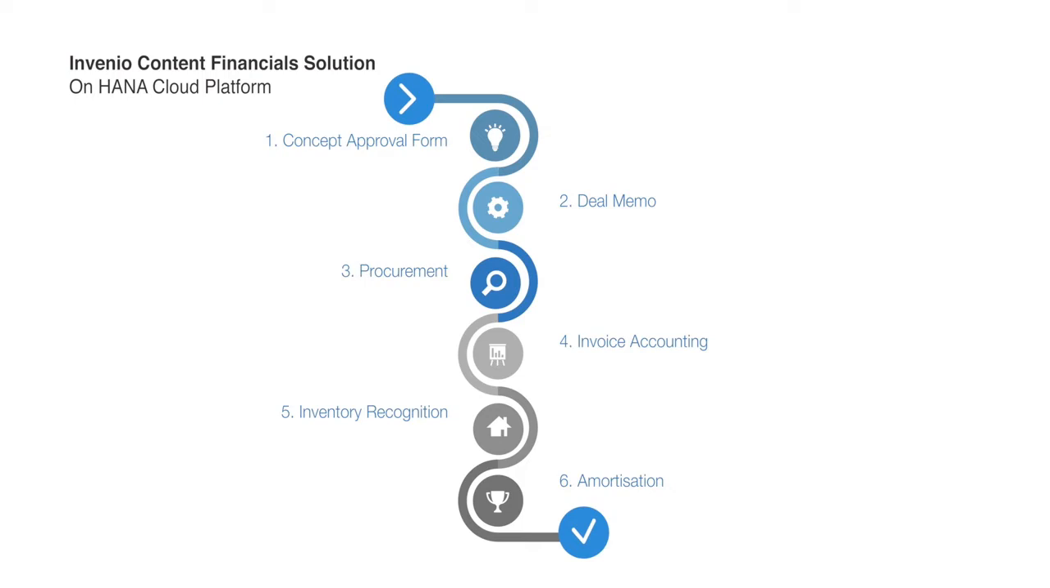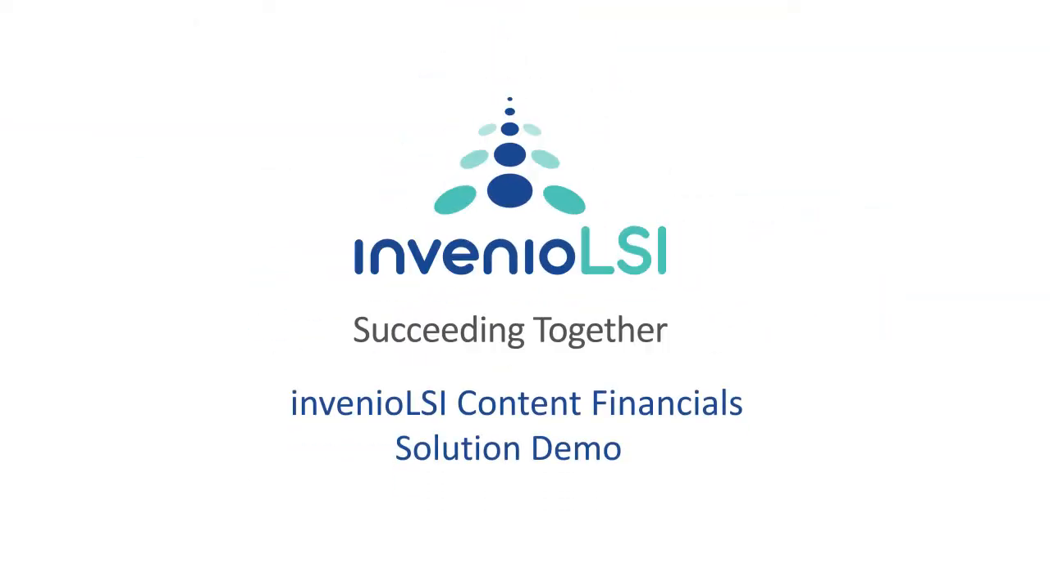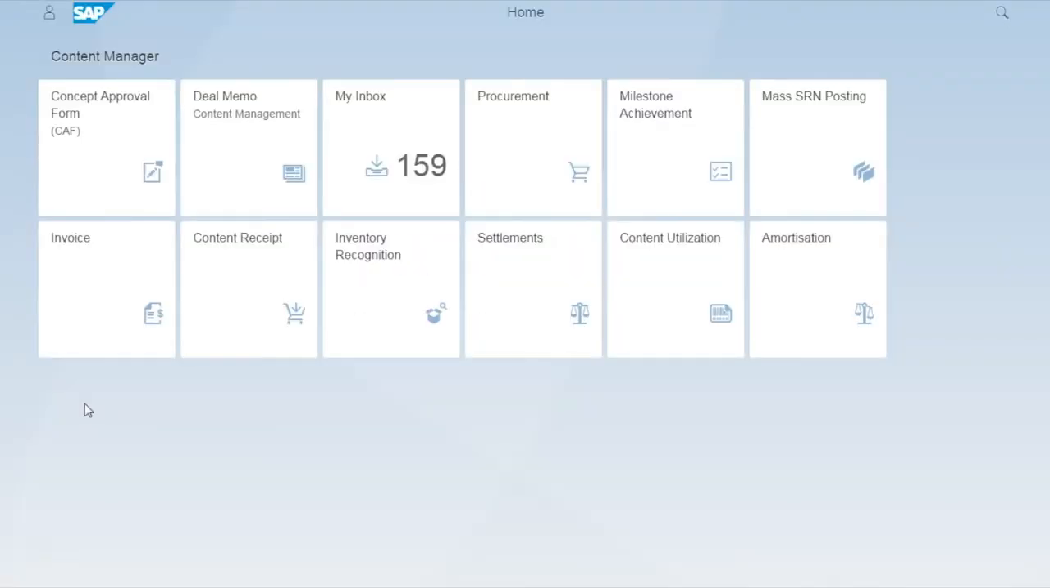Now, with the basic understanding of the system components, let's have a look at the solution. In this demo, we'll be showcasing some key features of the solution, including the concept approval form, deal memo, milestone achievement, mass SRN posting, content receipt, inventory recognition, and amortization.